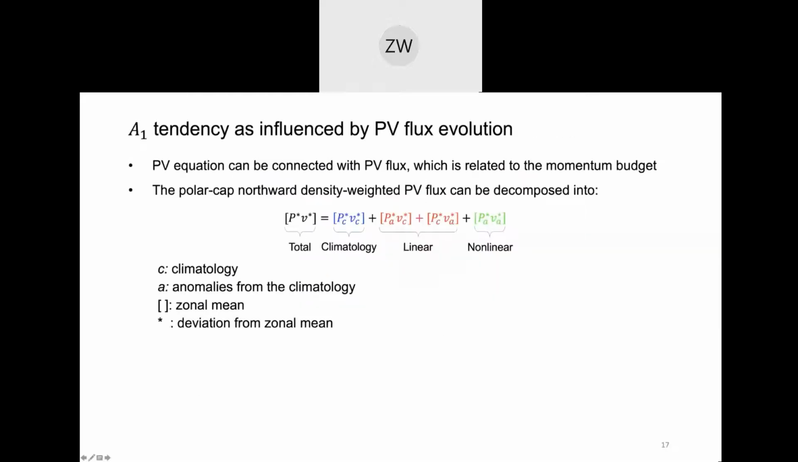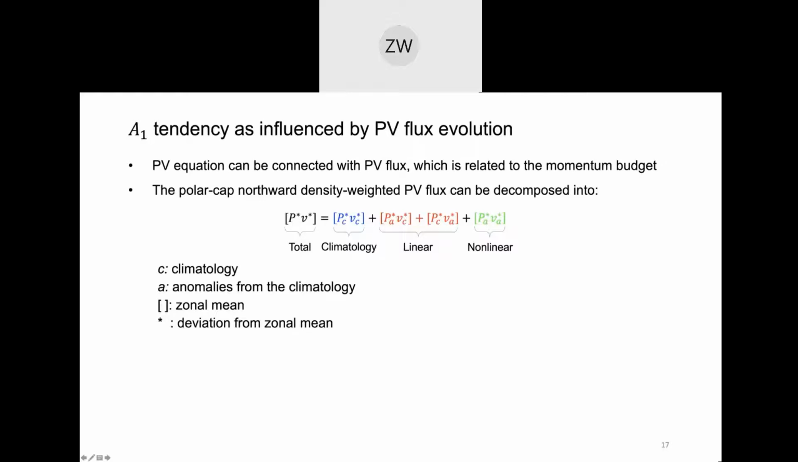And before we summarize our study, we try to interpret the signals from this mode equation budget dynamically by connecting with the PV flux. The reason why we try to connect with the PV flux is because the zonal mean PV flux is directly related to the divergence of Eliassen-Palm flux, and thus can be directly related to the change of the zonal wind. And therefore, here we show the density weighted zonal mean PV flux and decompose it into the equation shown here.